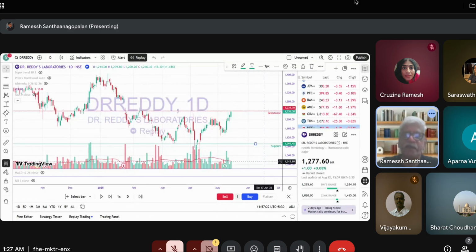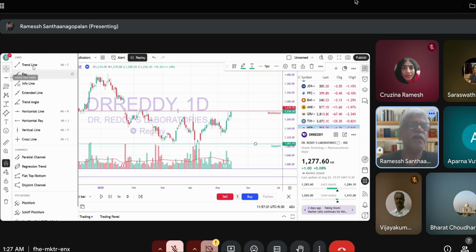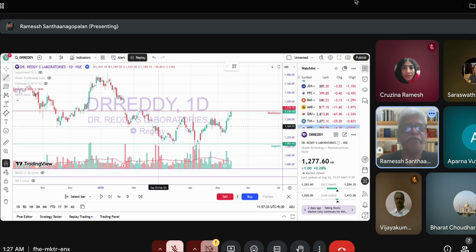So now you can see the support and resistance line. Now let us draw some line from here. You can use this trend line. So the stock started moving up.